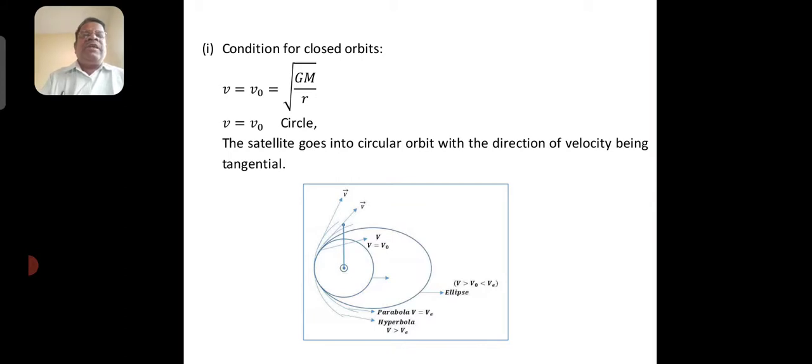Now, see the condition for closed orbits. If the velocity of the satellite is equal to orbital velocity, that is equal to root of GM by r, where r is the radius of the orbit of the satellite. If v equals v naught, then the satellite moves in a circle. The satellite goes into the circular orbit with the direction of velocity being tangential.